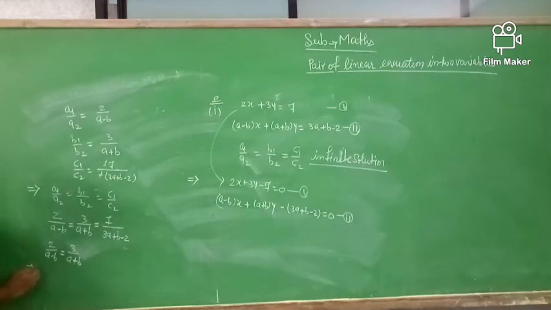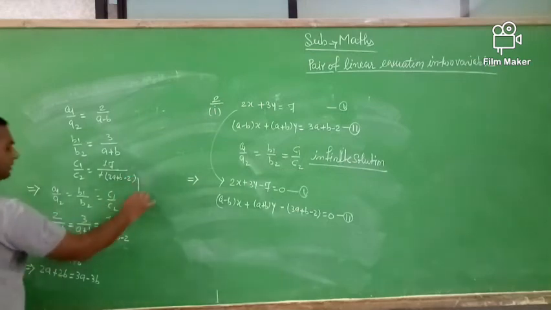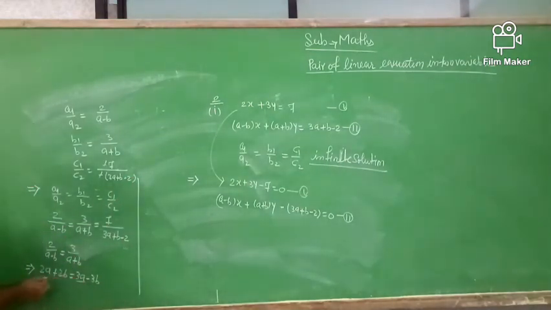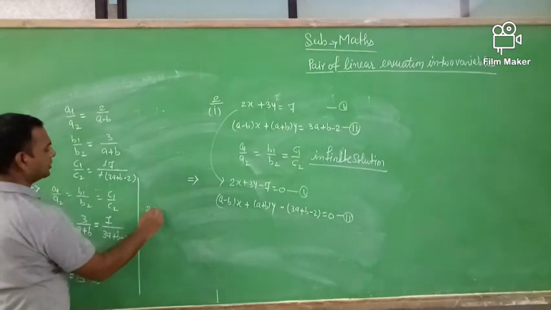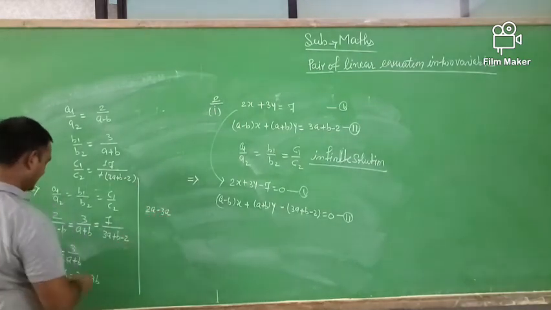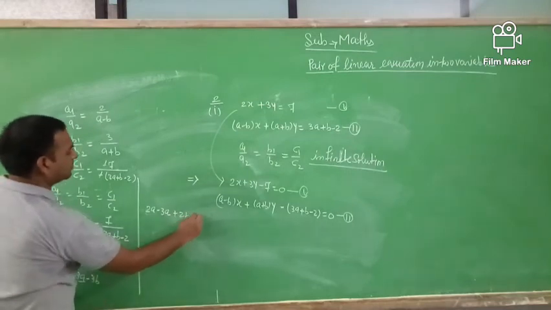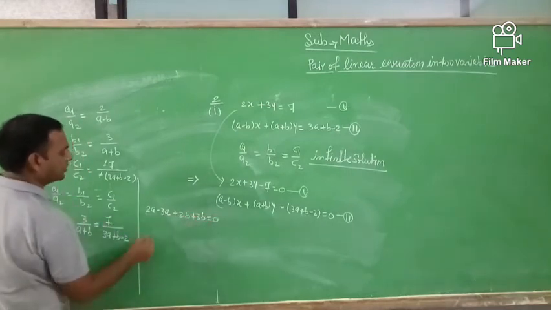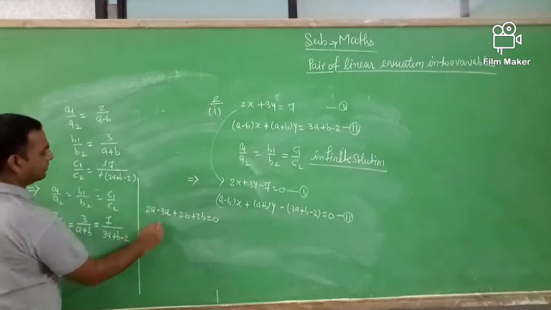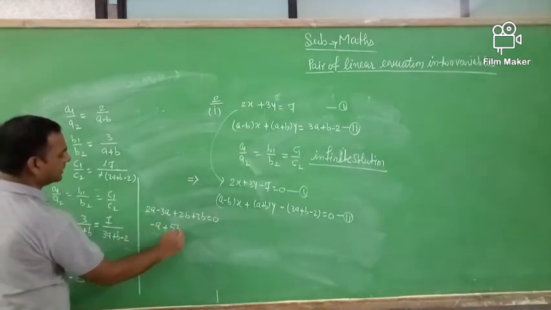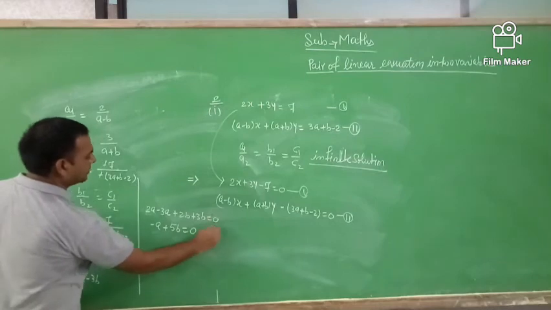After cross multiplication, 2a + 2b is equal to 3a − 3b. After that, 2a and 3a, so 2a − 3a, plus 2b, and this is a minus so it converts to plus 3b, equal to 0. So 2a − 3a is −a, plus 5b, equal to 0. So this is equation number first.